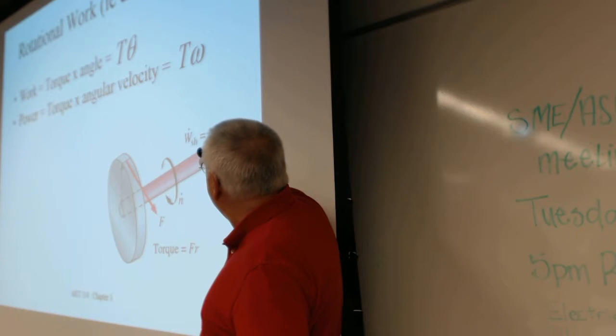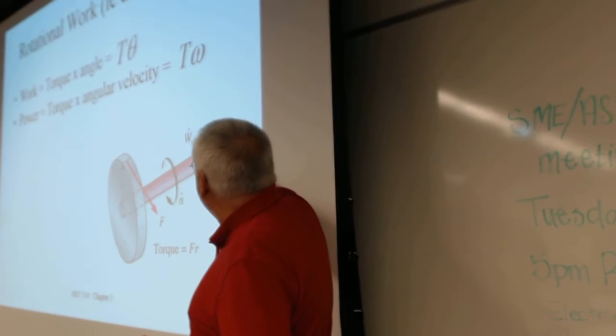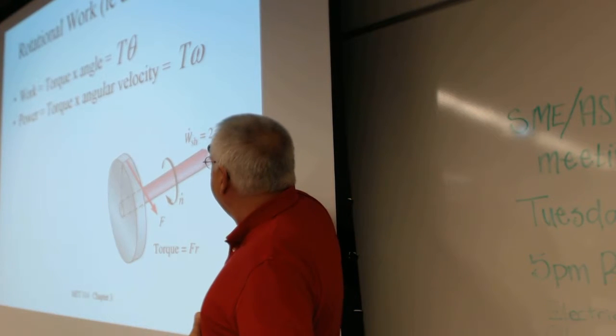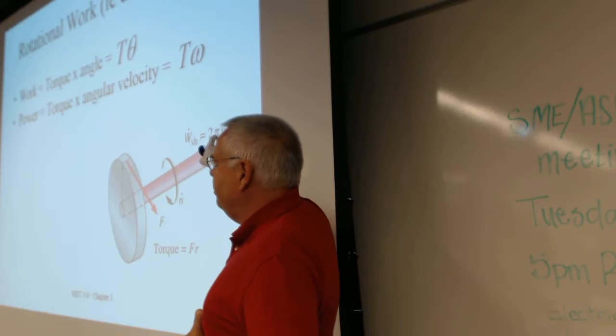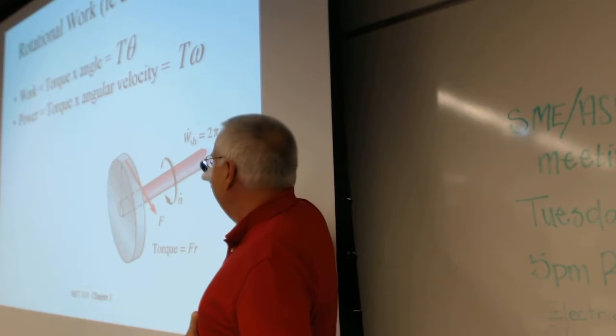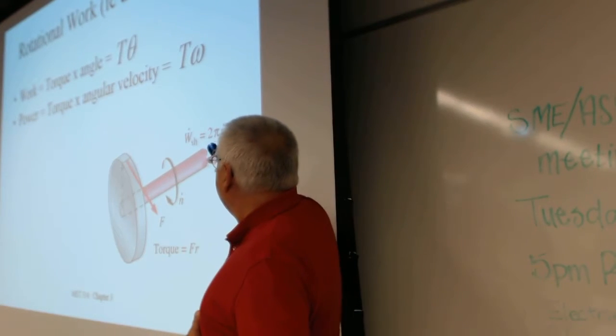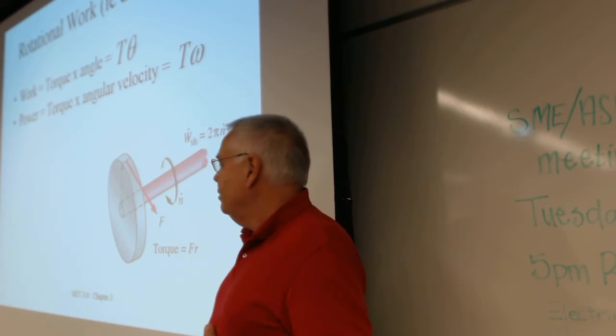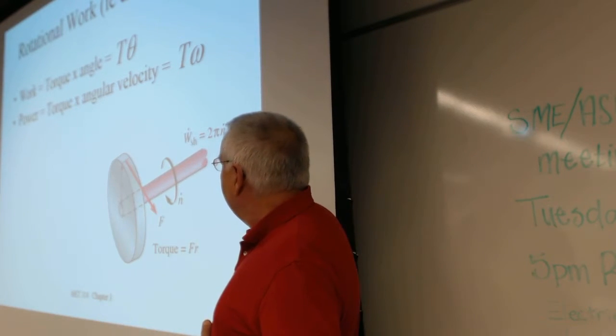And that's here, 2 pi. That's 2 pi radians per rev, and then n dot is RPM, that would be revolutions per minute. But with this 2 pi on there, you turn the revolutions into radians, and now you've got per minute, and then anyway, that's that.